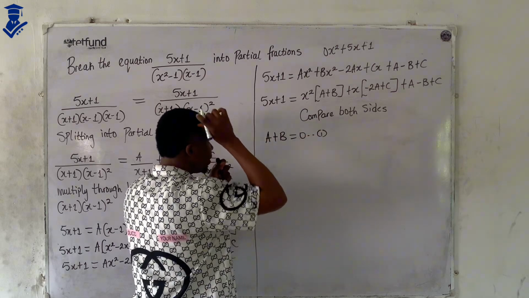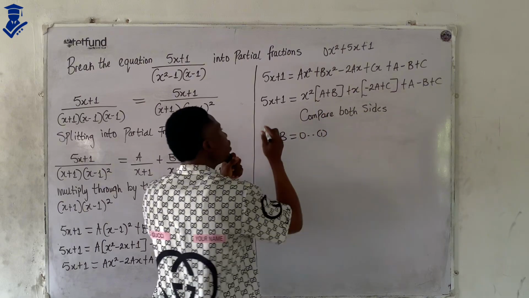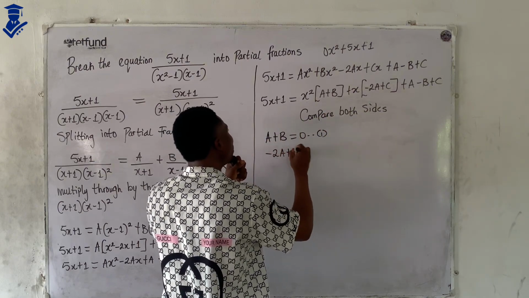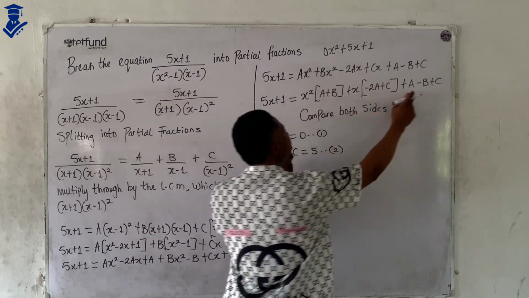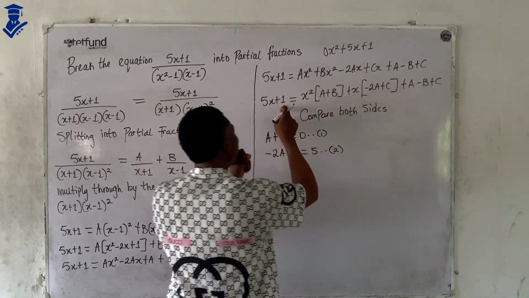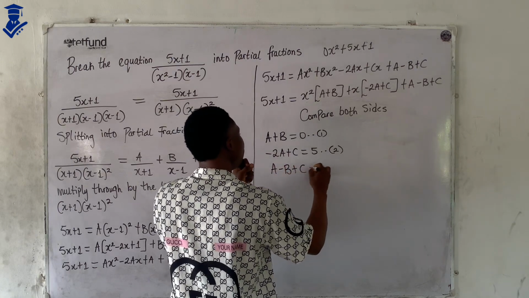Comparing this now with this, x takes away x, so it means that minus 2a plus c is equal to 5, equation 2. Comparing this with this, a minus b plus c is a constant and 1 is a constant. It means that a minus b plus c is equal to 1.